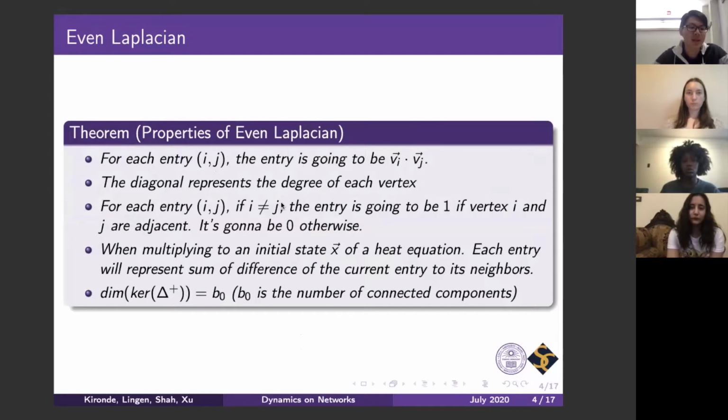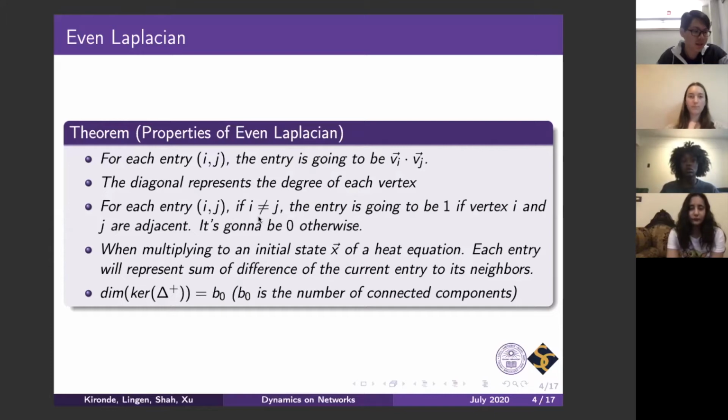One way to look at this is that the even Laplacian can be seen as a diagonal matrix of node degrees minus the adjacency matrix on vertices. Next, when multiplying by an initial state x of a heat equation, each entry will represent the sum of differences of the current entry to its neighbors. This is why the matrix is called the graph Laplacian, corresponding with the Laplacian operator in differential equations.